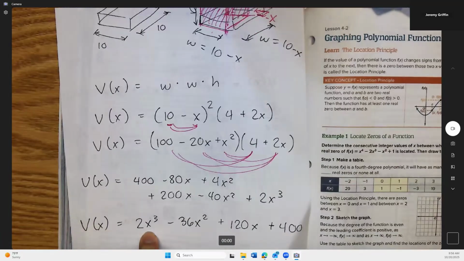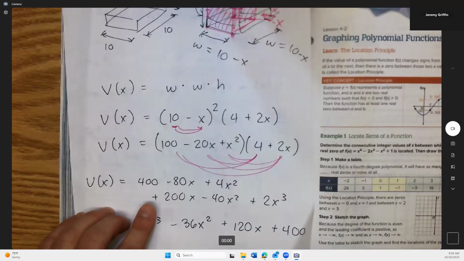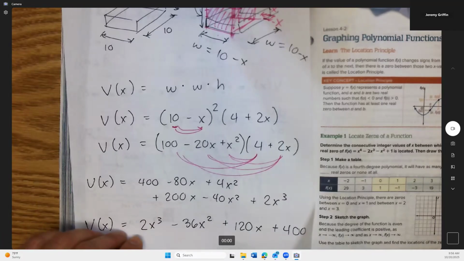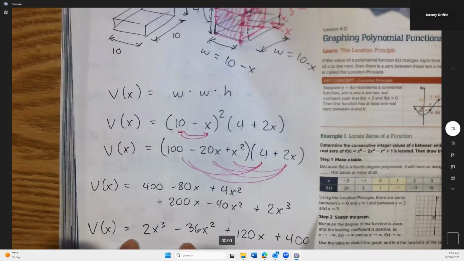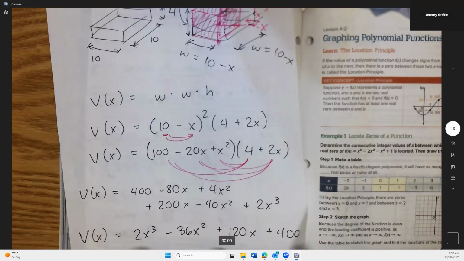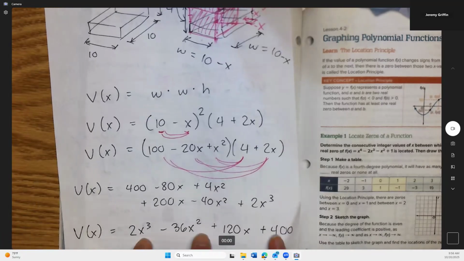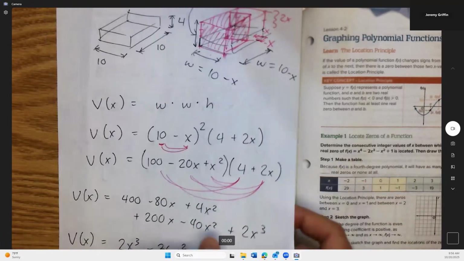Notice this has a power of 3 as the highest power, right here. Power 3. So it has a degree of 3. The question they asked is, what's the largest volume box that you can make? There are different ways to get that. One way is to plot this function, say on Desmos or a graphing calculator, and just see where the largest volume is.